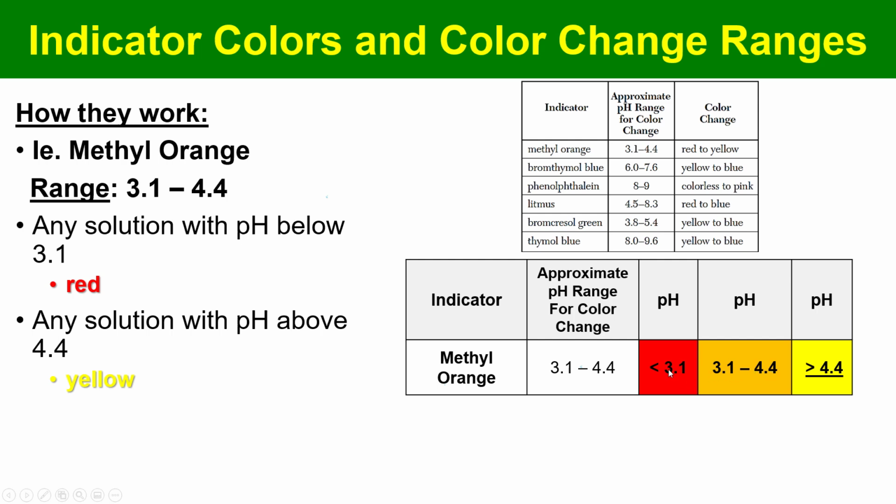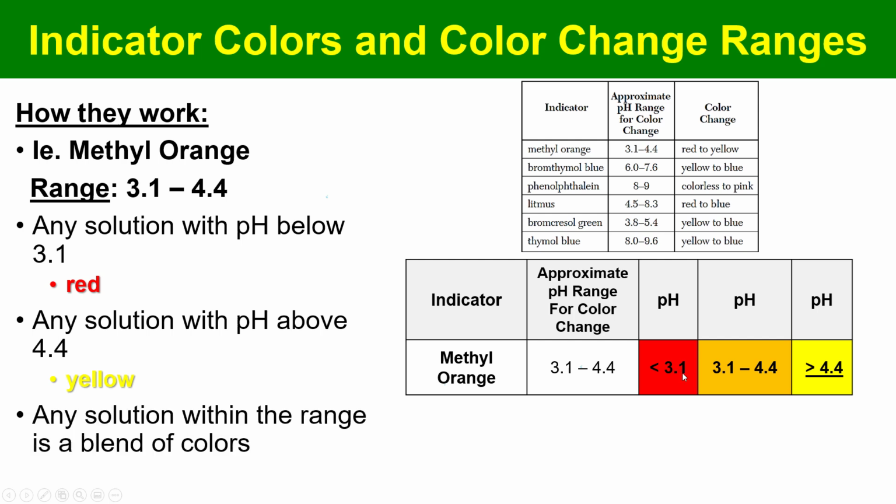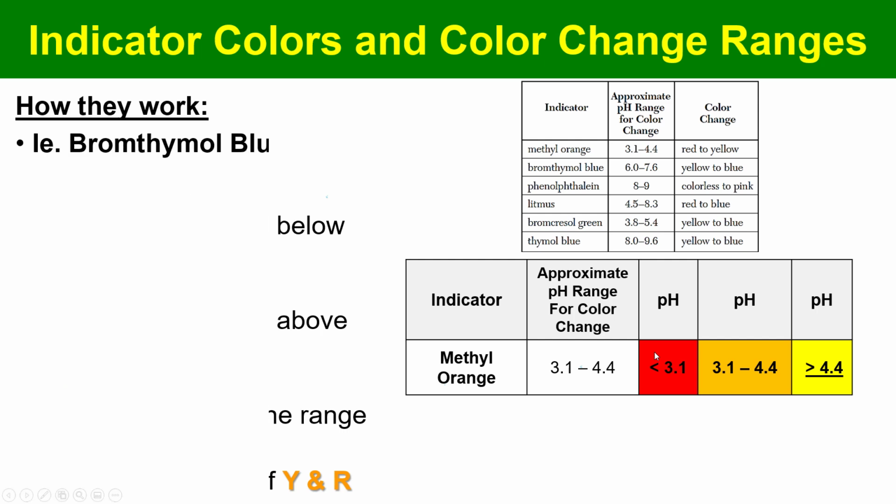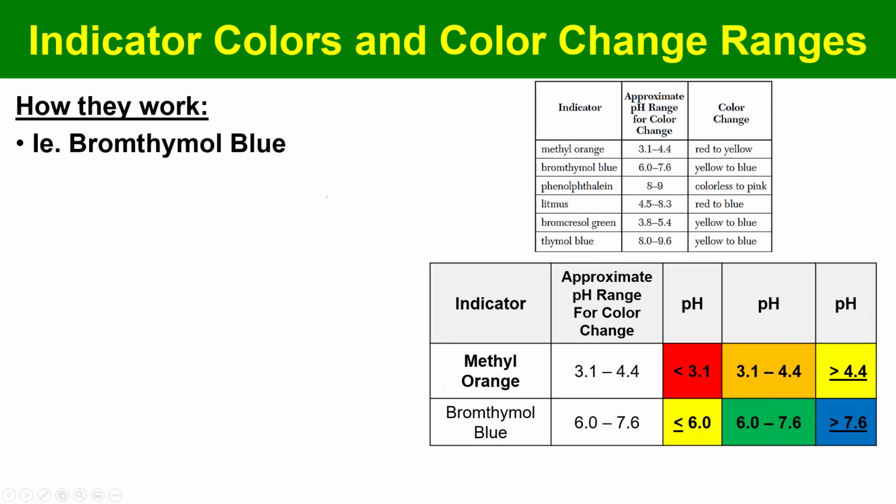Now, once the pH of your solution starts to rise above 3.1, it will no longer appear to be red, and it starts to turn orange, which is a blending of the two colors on the color change range. So if you fall in between, in this case 3.1 to 4.4, you will be neither red nor yellow. You will be the combination of the two colors, which if you did well in art class, you will know is orange. So you will have to take advantage of everything you learned in studio art. Let's just hit on one more example to make sure you got it.